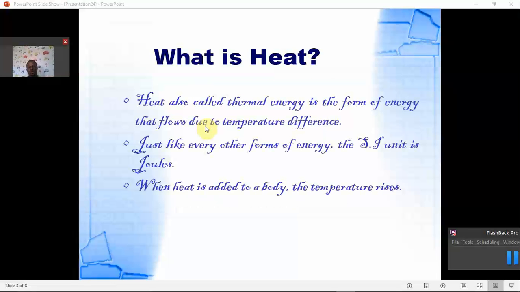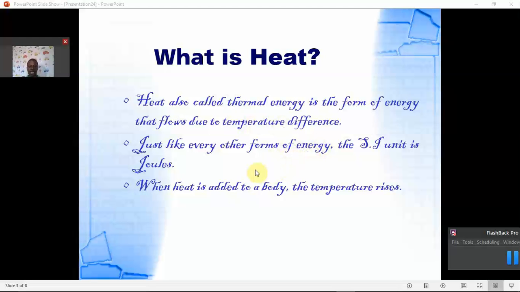Heat is also called thermal energy, and it is a form of energy that flows due to temperature difference. When there is a change in temperature, there is heat flow, usually from a hot body to a less hot body. Just like every other form of energy, the unit of heat is joules.